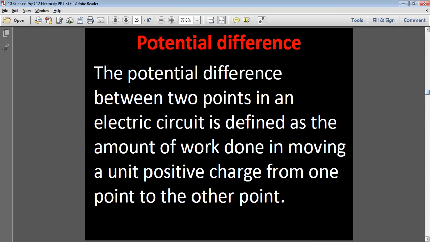For example, water or gases always move from higher pressure to lower pressure. It can be measured.